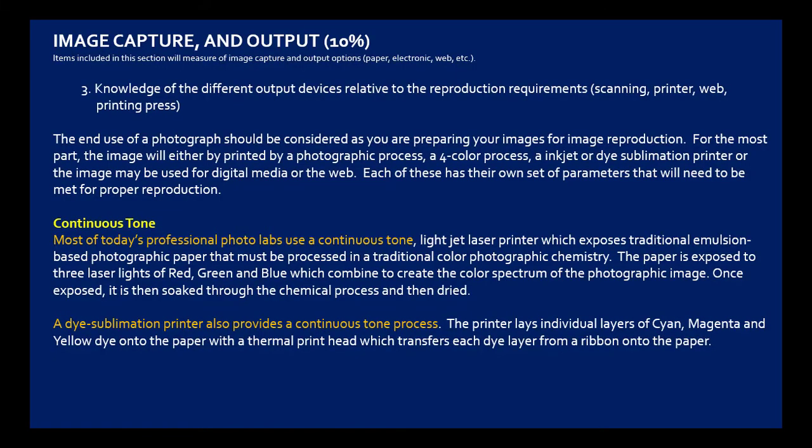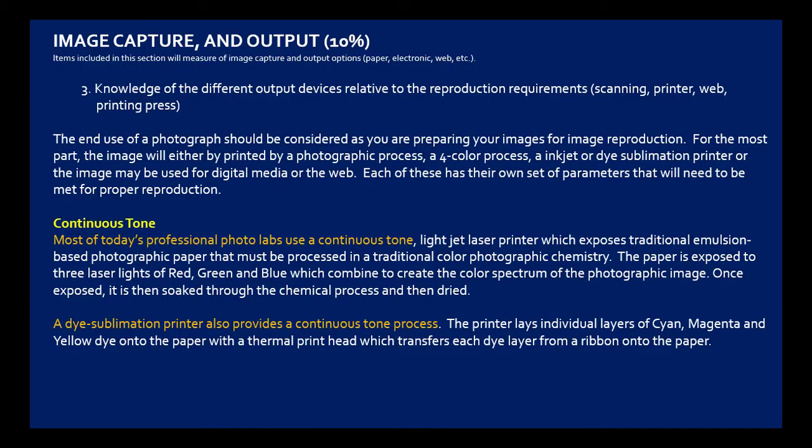Number 3 says, knowledge of the different output devices relative to the reproduction requirements, including scanning, printer, web, and printing process. The end use of your photograph should be considered when you're preparing your images for delivery. That image could be used as a digital image in a digital display. It could be a 4-color press image. It could be a photograph that's going to hang on a wall. It could be an inkjet or a dye sub image. It's important to know the various output devices so that you know how to best prepare that file.